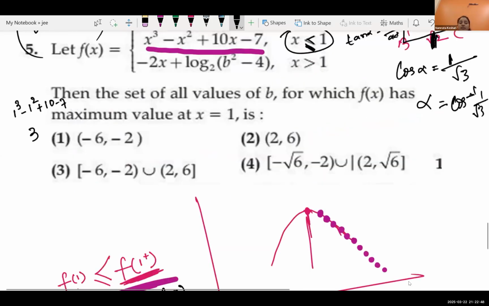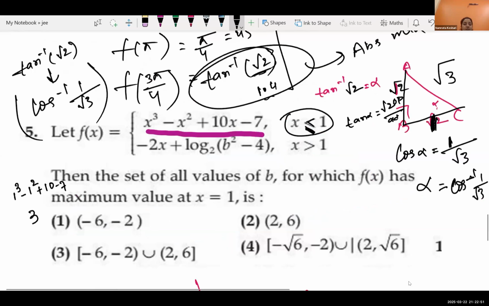Now the limit, x is approaching 1 from the right. So from the right, x is bigger than 1. We must use this function, right? Here we will put limit x tends to 1 plus f of x, and we will substitute 1 in place of x. That is the basic way of finding the limit, right? So we will substitute 1 over here. What are we going to get? Minus 2 plus log b square minus 4, and the base is 2, right?